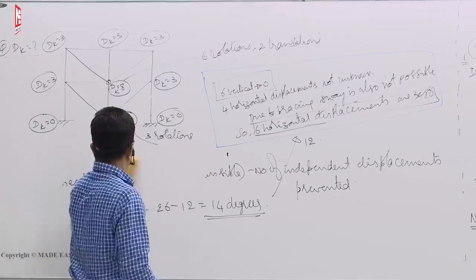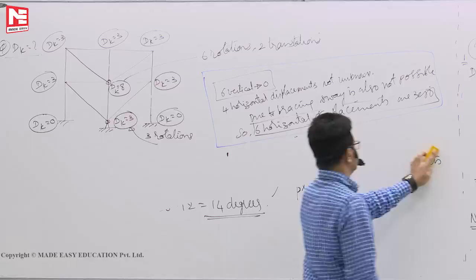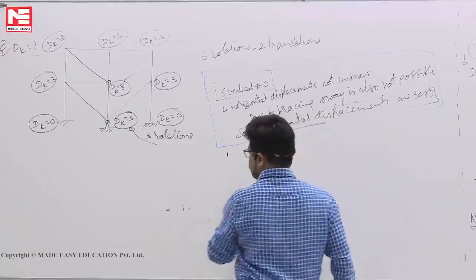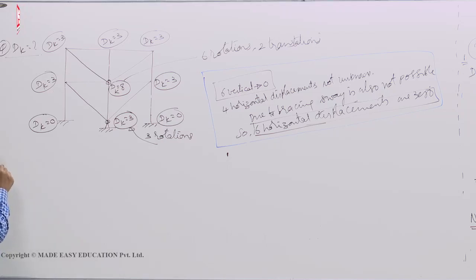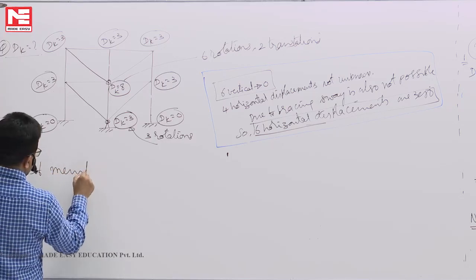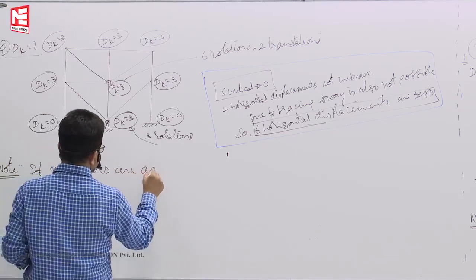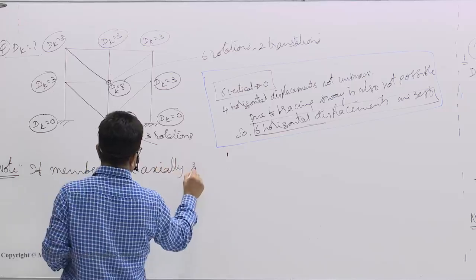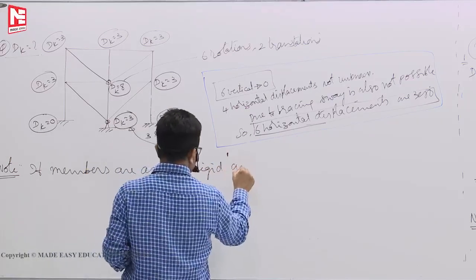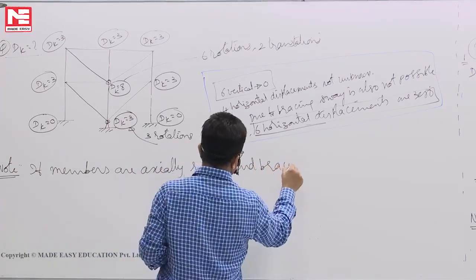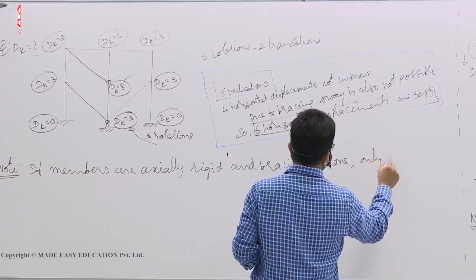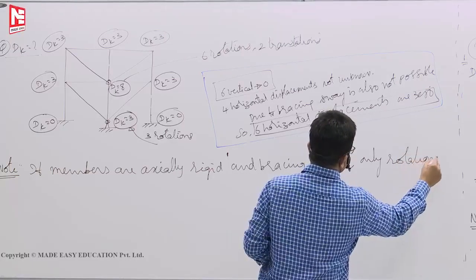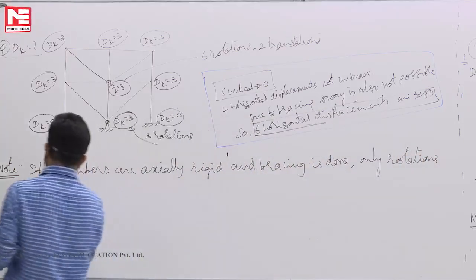Third way. Because in the exam we don't know which idea you will get. Note: if members are axially rigid and bracing is done, only rotations are possible.